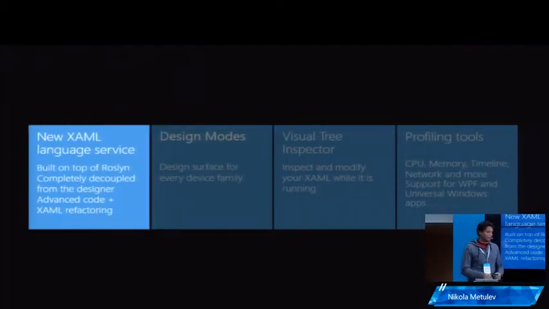The first one is we have a new XAML language service. One of the things that was bad in the previous implementation is that the designer was coupled with the XAML editor. That way, if the designer crashed, you had to wait and Visual Studio would just kind of hang. Now we've completely decoupled the designer from the editor. You can edit while the designer is doing something. Even if it crashes, you're not affected. We've also built it on top of Roslyn, so we give it that performance and all these options that you would get in your C# code. We're giving a lot more new technologies. And I'll show you a quick demo in a little bit.